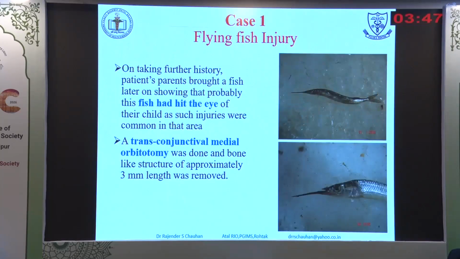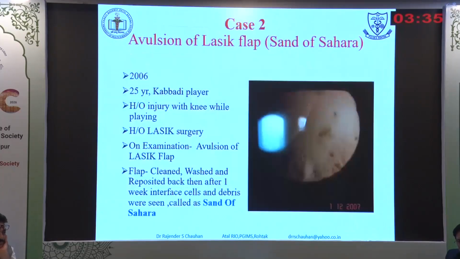So he brought the fish, and that fish was seen, and the big beak was broken. A CT scan was done, and it was correlated with that intraocular foreign body, and that was removed. This paper was presented later on.